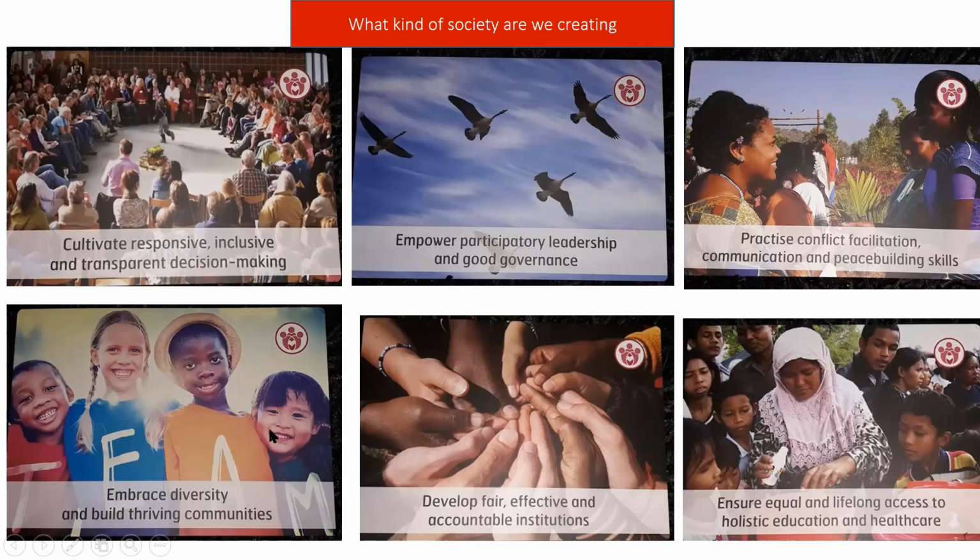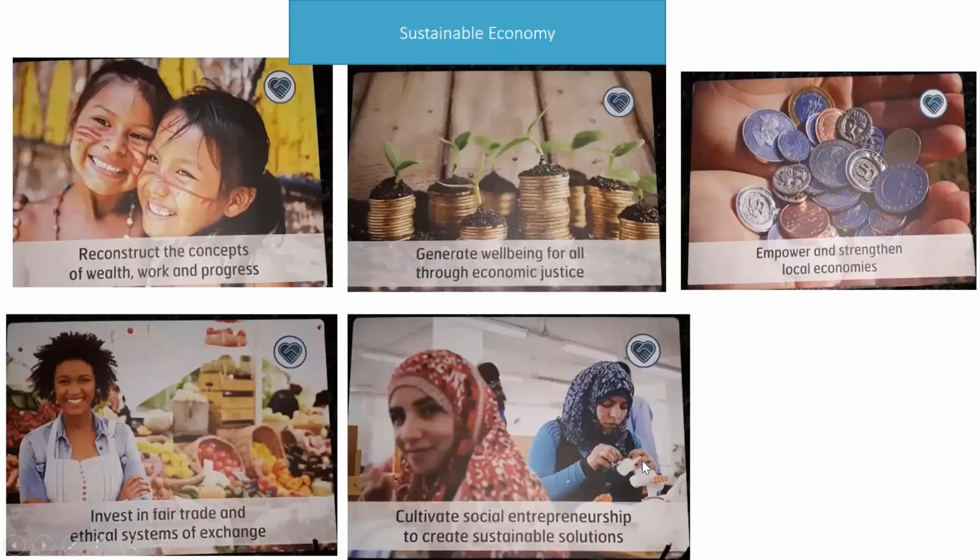In every community there is going to be different people and different races. So we have to understand that diversity makes our lives possible, because each race comes with a different culture and experience. So if we mix together, we actually thrive better. Develop fair and effective and accountable institutions, equal and lifelong access to holistic education and healthcare in our neighborhoods and cities. Sustainable economy, we need to reconstruct concepts of wealth, work, and progress.